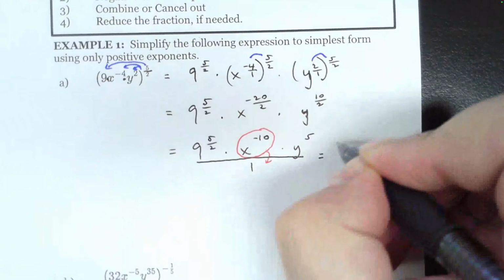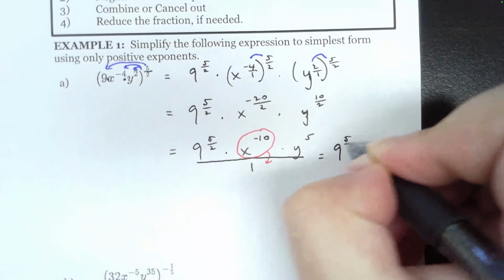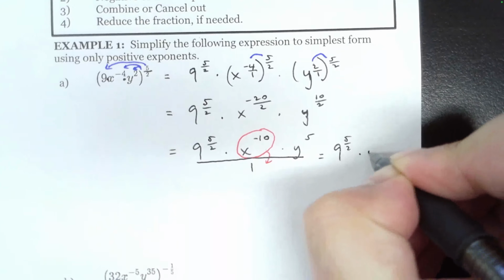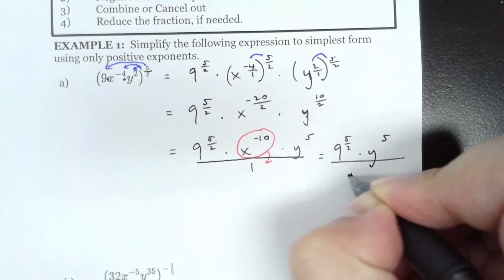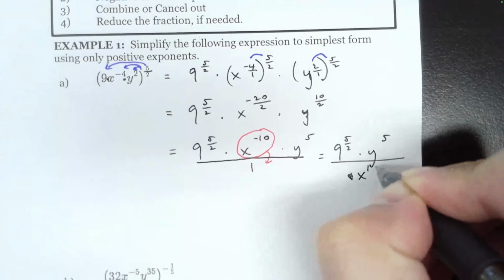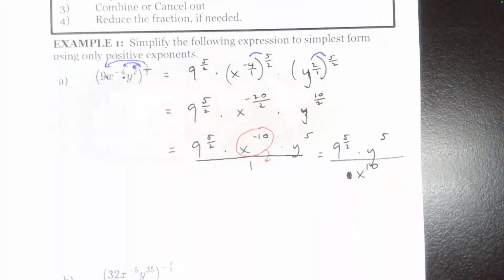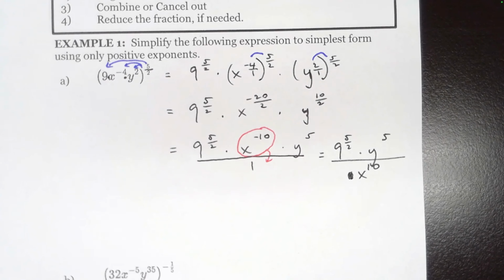And it's going to be 9 to the 5 over 2 times y to the 5th over x to the 10th. That's just a mistake there. Okay? No more negative exponents. Last step, simplify, reduce.